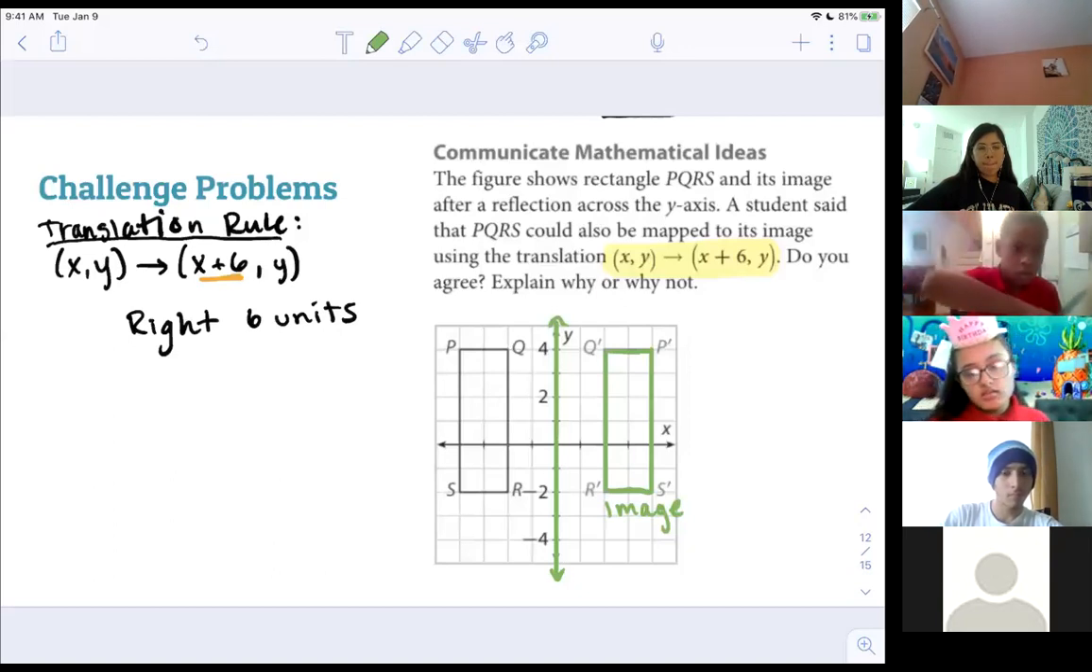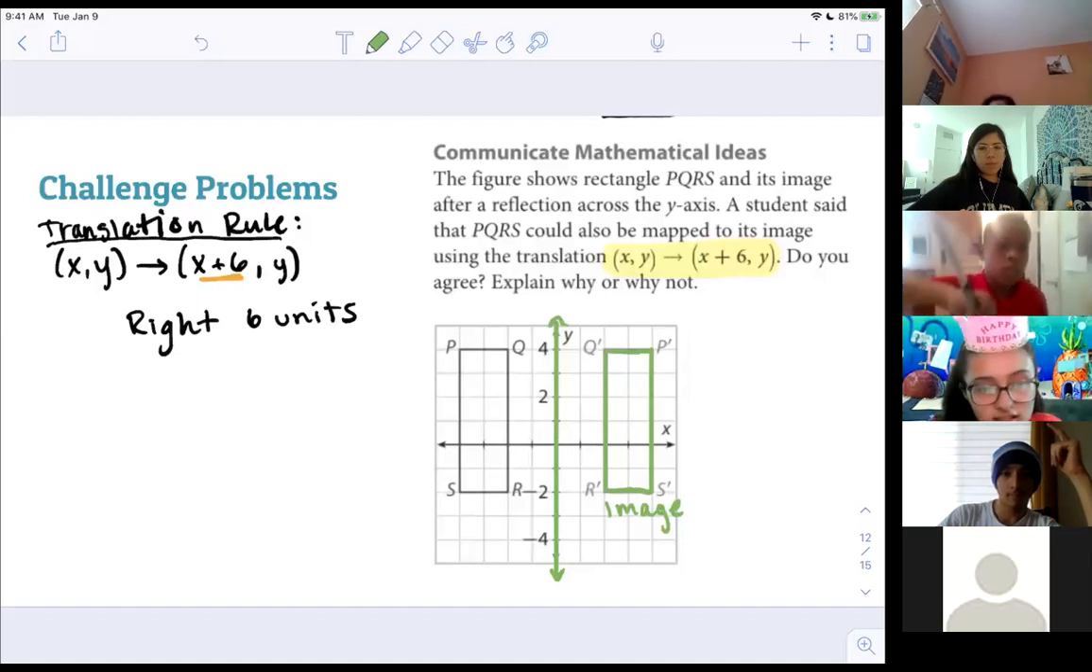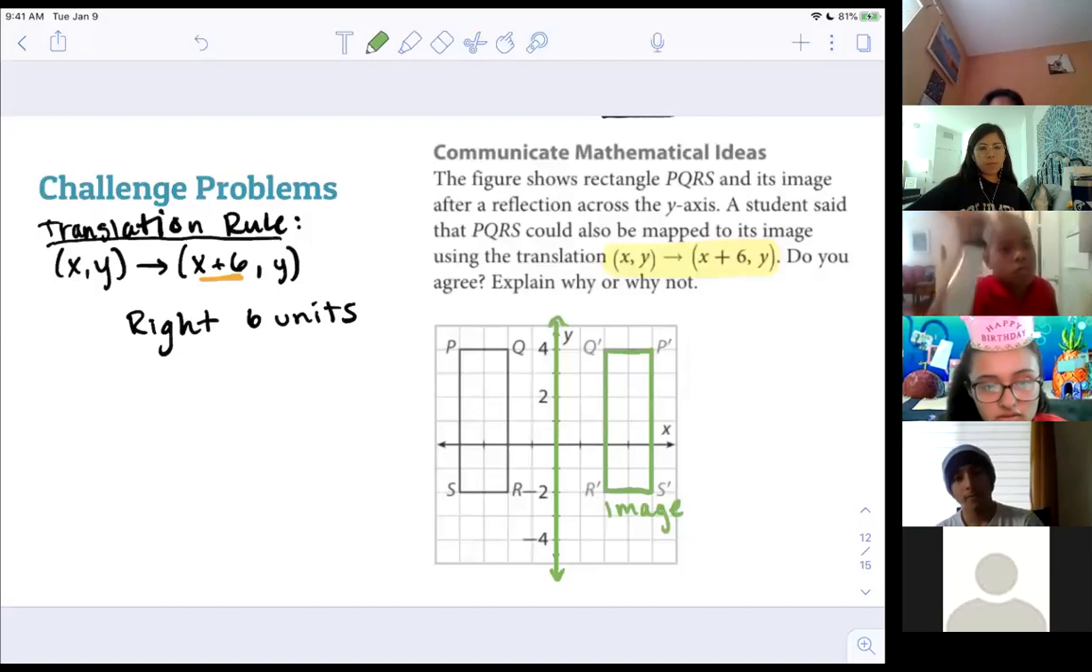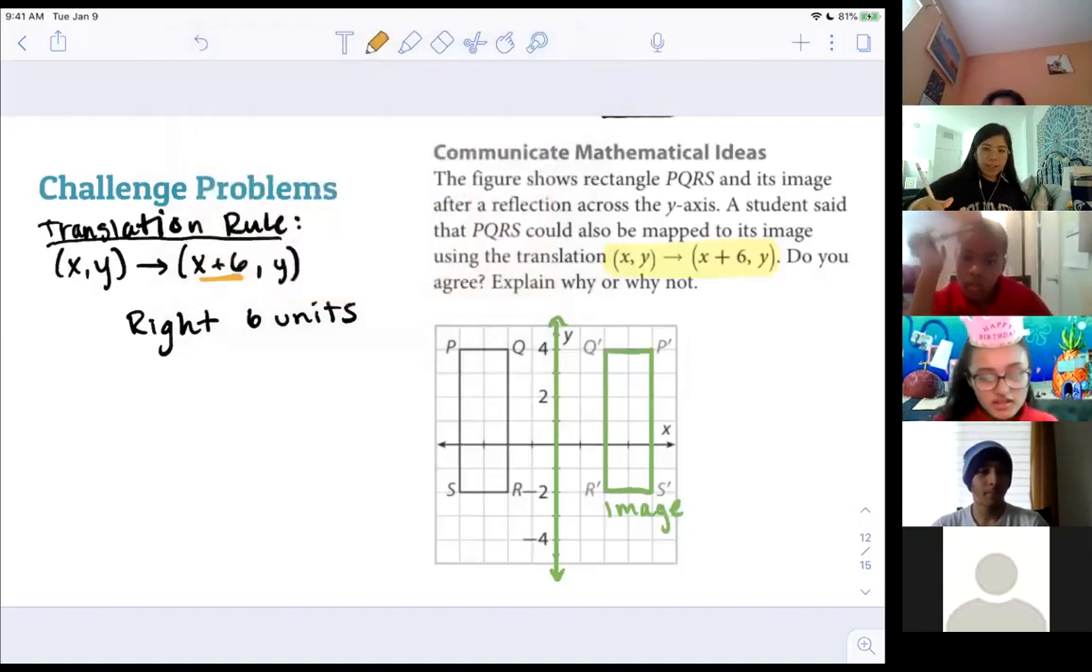You all voted no. You should be able to explain why not. What I did was move each point 6 to the right. So when you move P 6 units to the right, it lands on 1, 2, 3, 4, 5, 6. Let me make sure because I don't want to get this wrong. It lands where the point Q is. Okay, perfect. That was very nicely said.